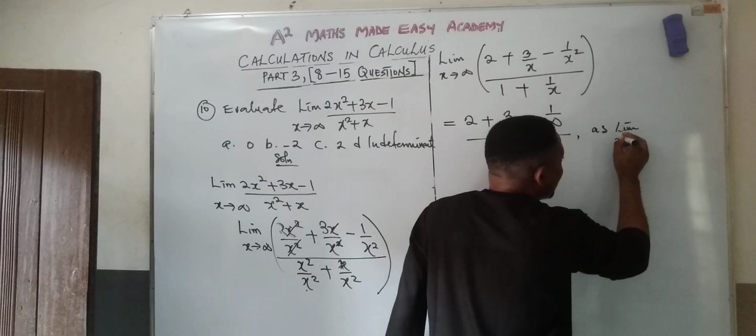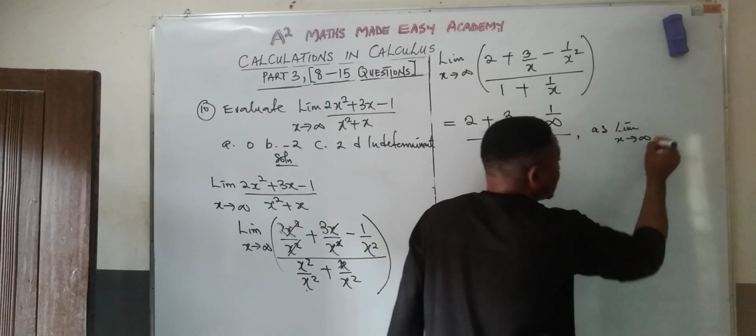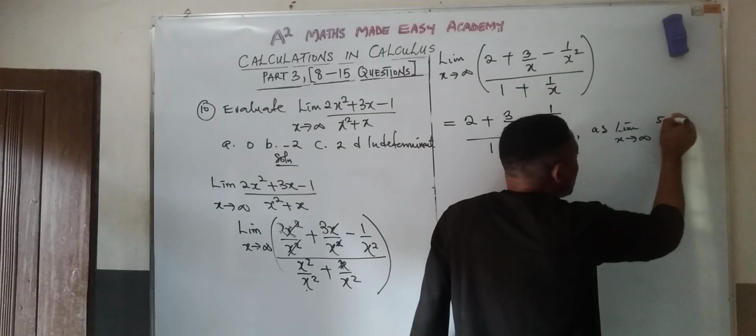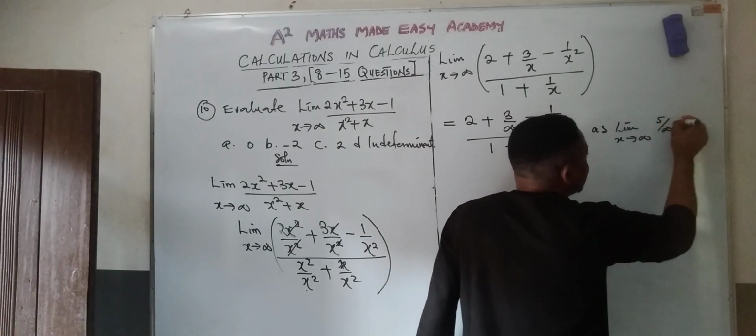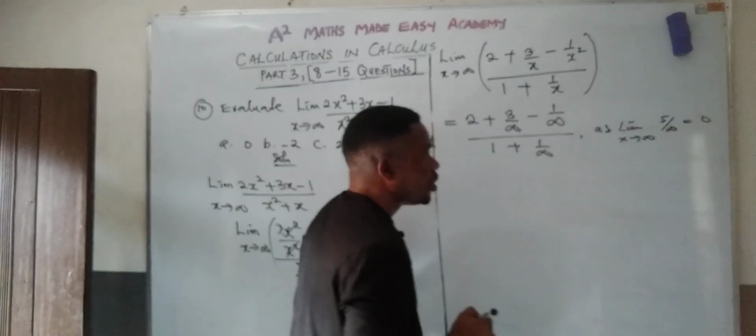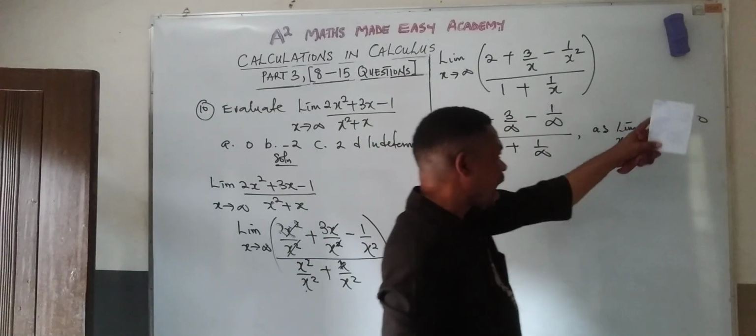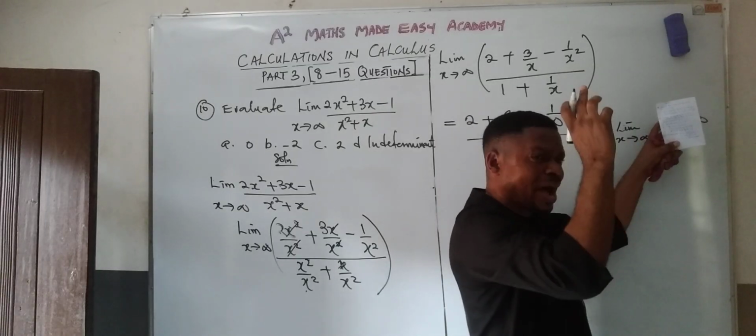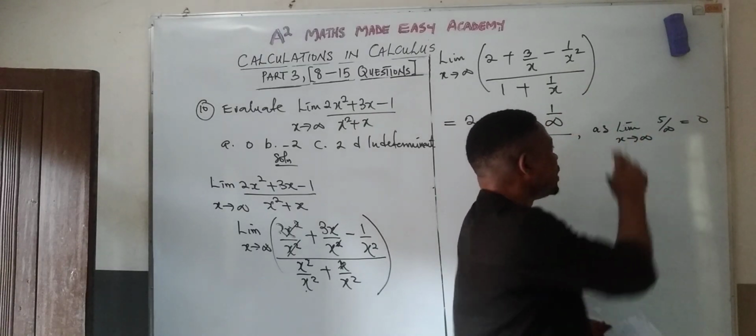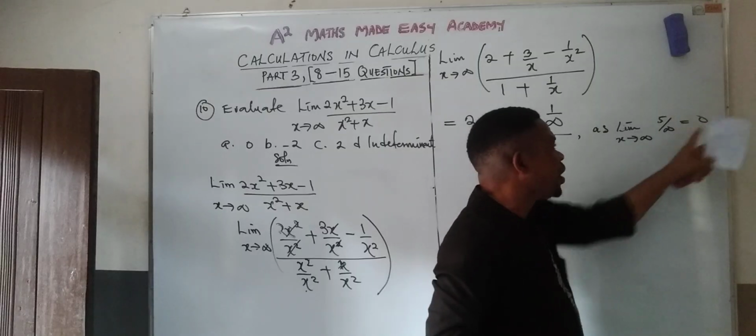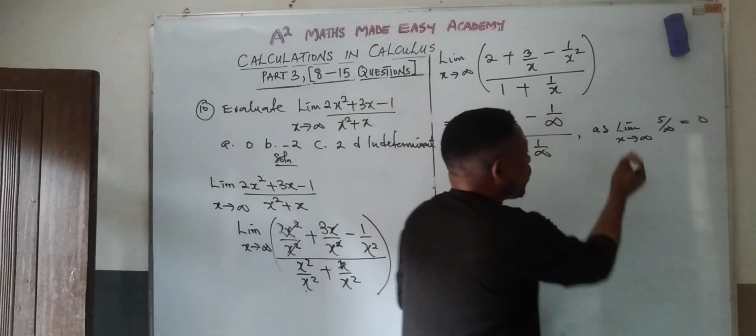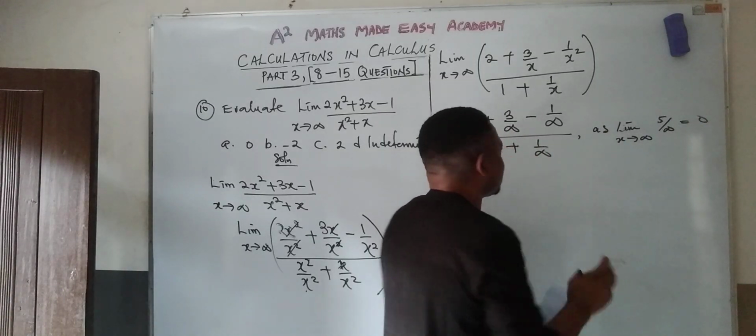As the limit of X approaches infinity, look up everybody. A number over infinity is always 0. So which means when infinity is at the denominator and there is a real number at the numerator, the limit of that function is always 0, when X approaches infinity.